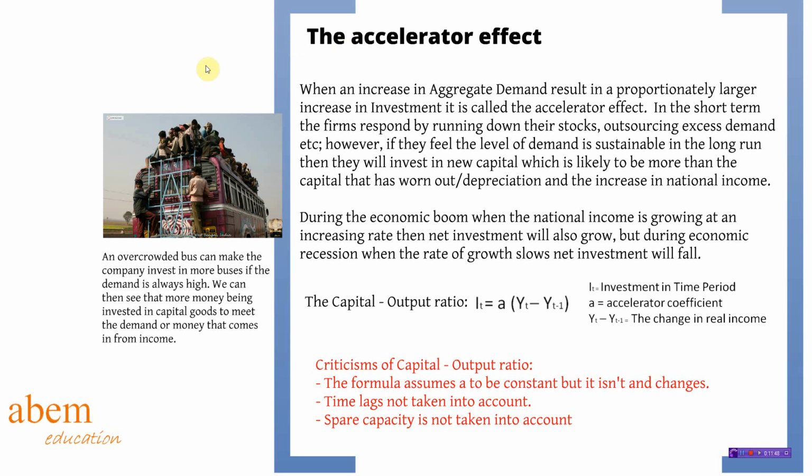The accelerator effect. Right. If you look over here, this bus shows you that there is huge demand for transportation because we've got people sitting on the roof, people hanging on the back. So this is an overcrowded bus that can make the company invest in more buses if the demand is always high. So if this bus was worth £50,000, they will have to put another £50,000 to buy another bus. So we can see that more money is being invested in capital goods to meet the demand, or money that comes in from income. So the investment in capital over here at the moment is more than the income that will come through the demand in that given period.